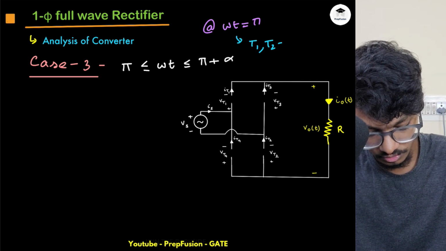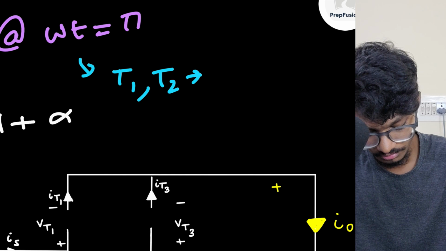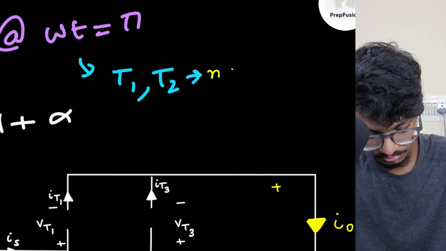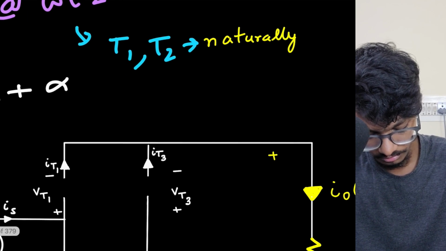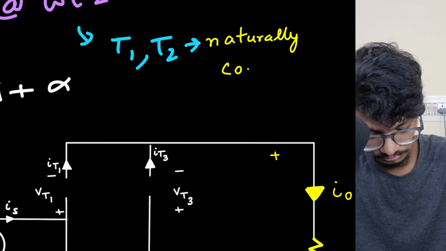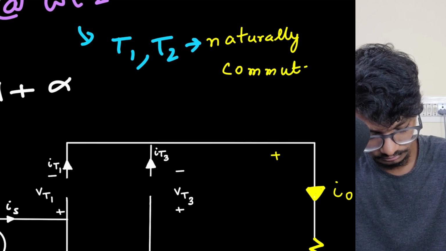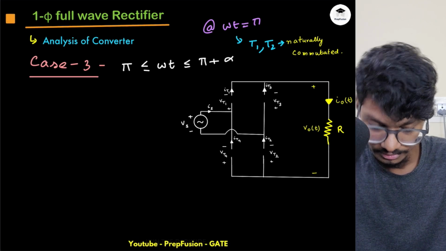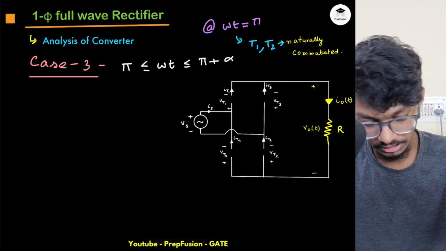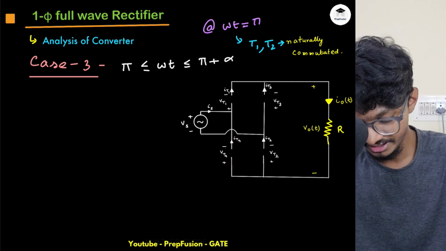T1 and T2 are naturally commutated, right? So that's fine. So they turn off. Now what happens is, again, if I measure, VT3 and VT4 will be negative, right?